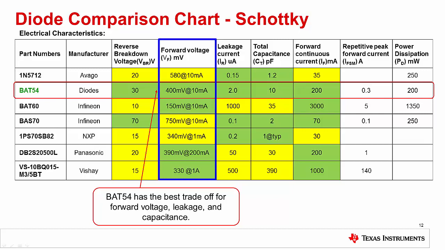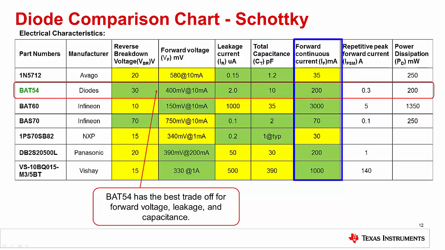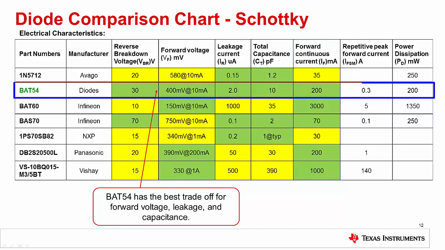For forward voltage, we ideally want the lowest drop possible. We also want low leakage current, as leakage current will translate into an offset voltage error when it flows through the source impedance. We also want low capacitance, as the capacitance is nonlinear and will introduce distortion. Finally, we need to make sure that the diode can support the maximum forward current, which is the 50 milliamp short circuit current from the amplifier in this example. When you take all of these factors into consideration, the BAT54 is the best choice.